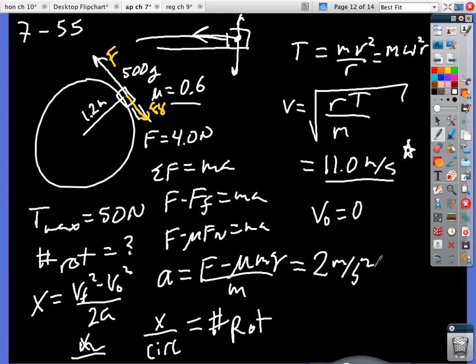So you found the time. Okay, that's fine. I'm going to go ahead and do it this way so I can just do it in one shot. So I will get VF squared, which is 11 squared, so that's like 121 divided by 4, because this is 2 times acceleration, which is 2. And then I'm going to go ahead and plug in the circumference, which is 2 pi times the radius, which is 1.2 meters. So I can hit everything at once, and I get something like 4 rotations.